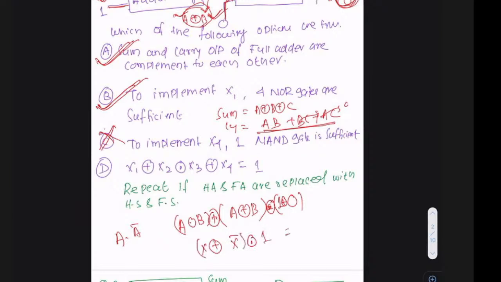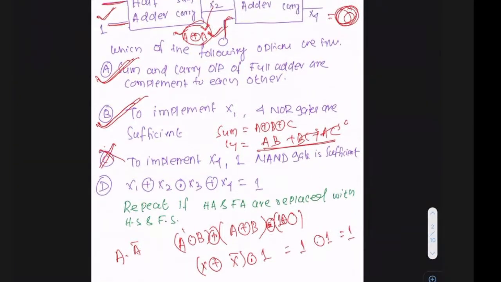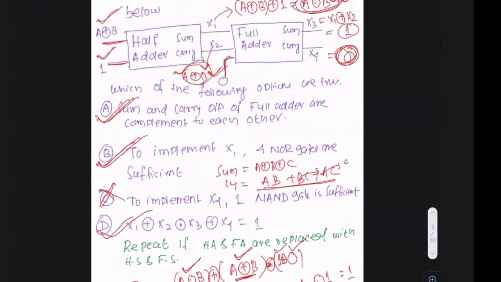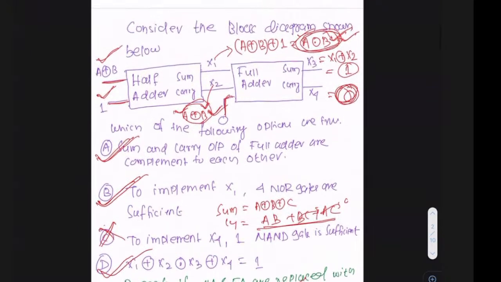So what is X XOR 1? 1 XOR 1 is basically 1, right? You can see here. So X1 is A XOR B, X2 is A XNOR B, X3 is 1, X4 is 0. If I assume A XOR B is X, then A XNOR B is X bar. And overall, XOR with 1 XOR 0 is 1. So X XOR X bar is 1, 1 XOR 1 is 1. So this is also correct. So A, B, and D are correct answers.